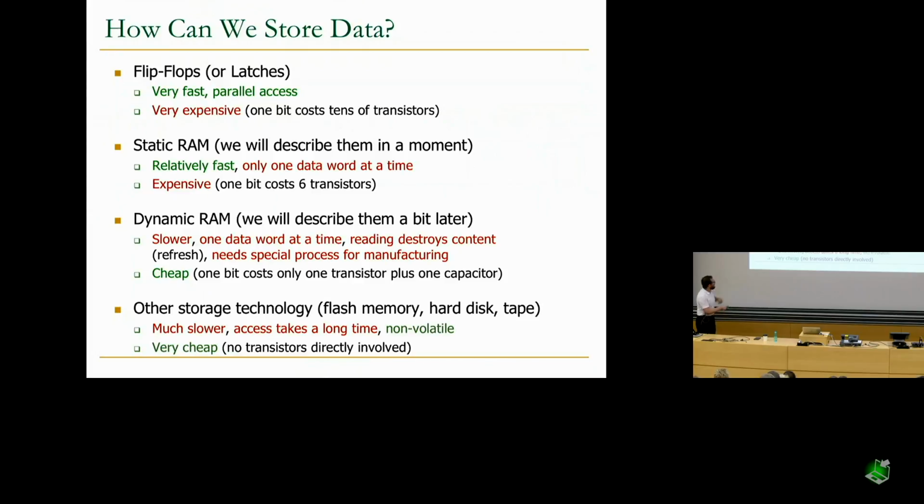Okay, but these are actually very, very cheap. Flash memory is cheaper than DRAM. Hard disk is cheaper than flash memory. Tape is cheaper than hard disk. And all of these are used in existing systems. There are no transistors directly involved. We're not going to cover these parts.